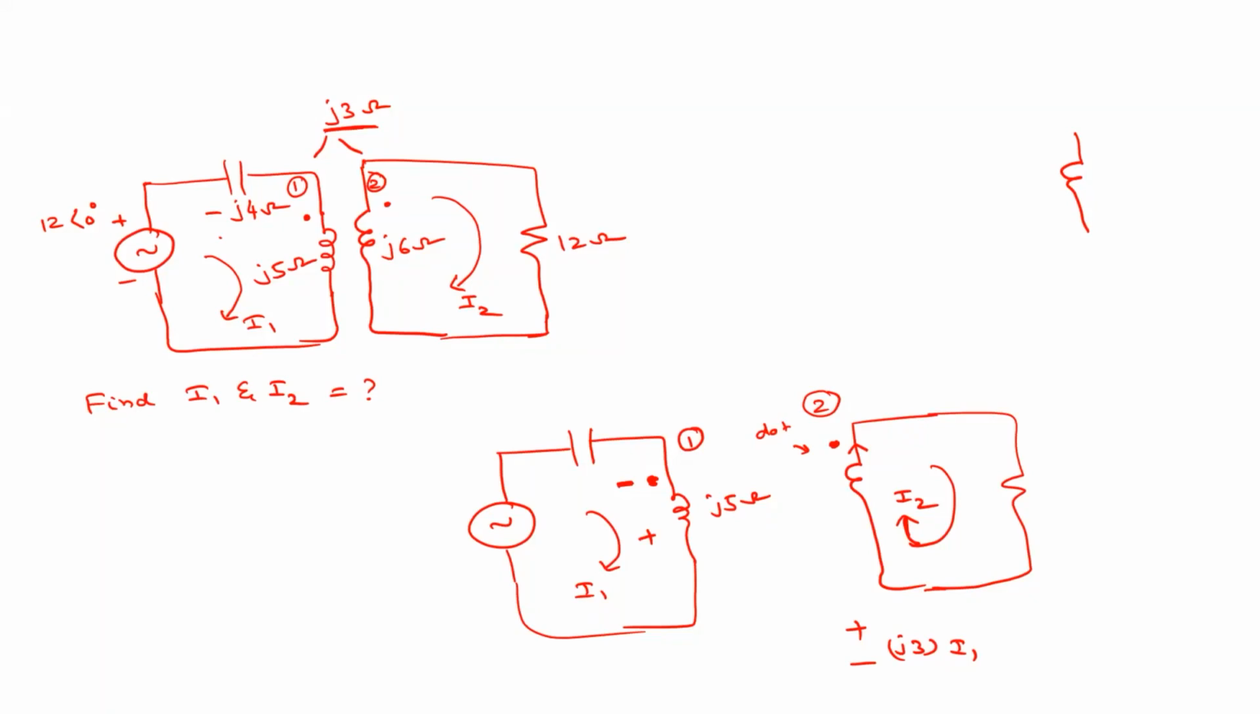At the dotted terminal of the second coil. Or, so there is another one. If the current leaves the dotted terminal of one coil, the reference polarity of the mutual inductance in the second coil is negative at the dotted terminal of the second coil.